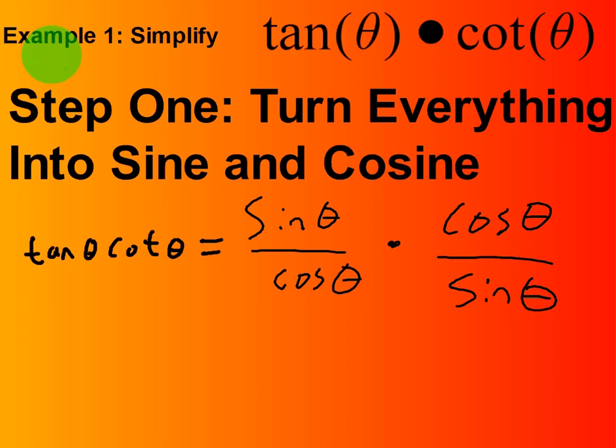We're going to look at our first example for simplifying quotient expressions using quotient identities. The first example says to simplify tangent of theta times cotangent of theta. So we're multiplying two trig functions. The real question is, how can we simplify them if they're multiplying each other?